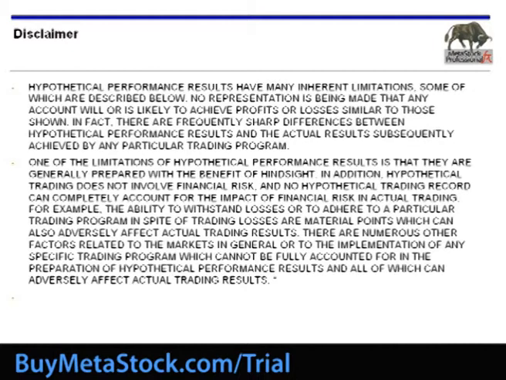For example, the ability to withstand losses or to adhere to a particular trading program in spite of trading losses are material points which can also adversely affect actual trading results. There are numerous other factors related to the markets in general or to the implementation of any specific trading program which cannot be fully accounted for in the preparation of hypothetical performance results, and all of which can adversely affect actual trading results. This simply means that if we show you a result or past performance from trading, it doesn't mean you actually would have traded in that manner. When real money is at stake, you may not trade in the same fashion as a hypothetical result.